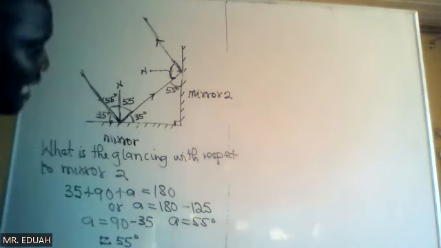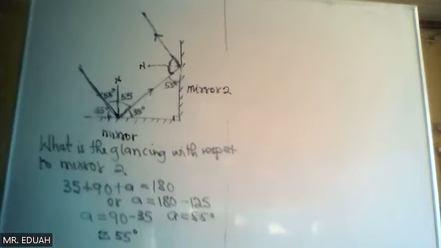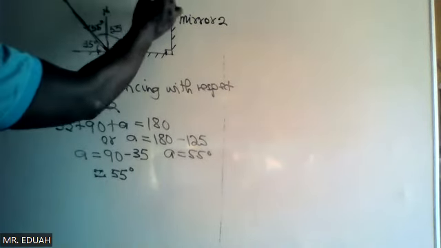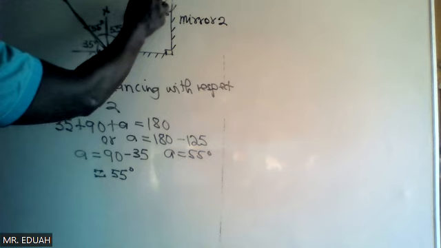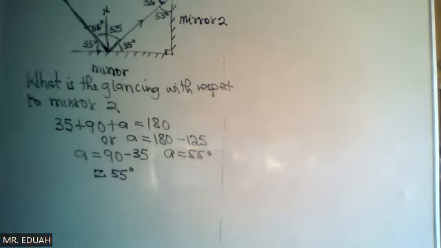Then what will be the angle of incidence to mirror 2? What's the answer? 35. Yes. Okay, so the angle of incidence to mirror 2 would also be 35 degrees. Please, is it understood? Yes, please.